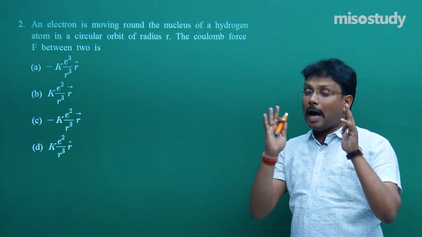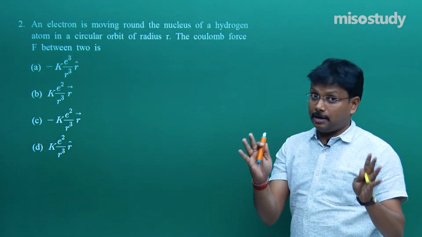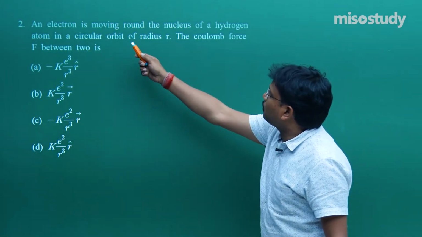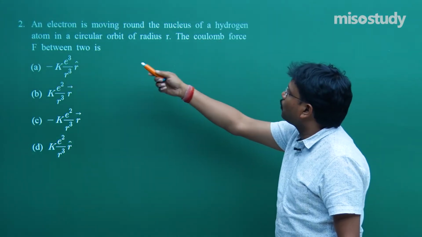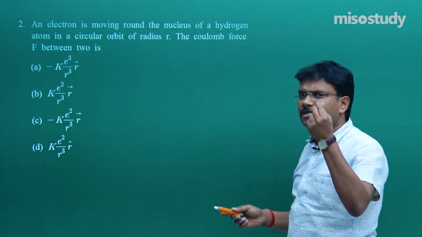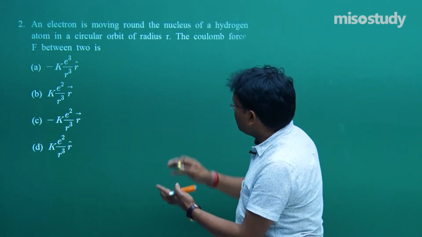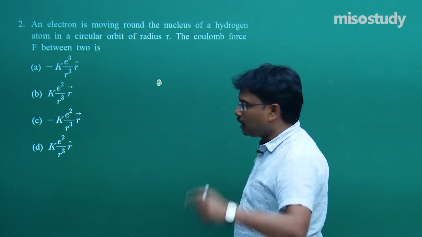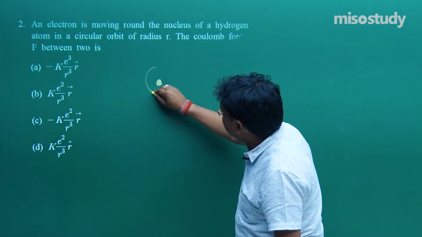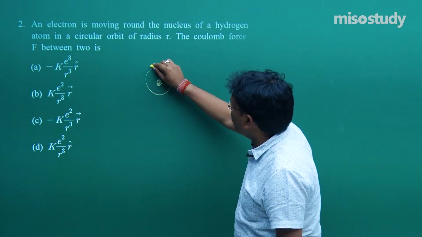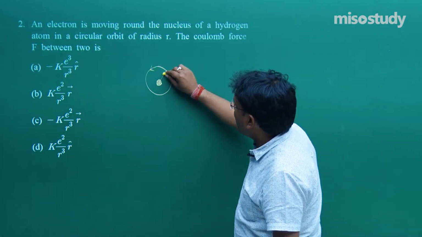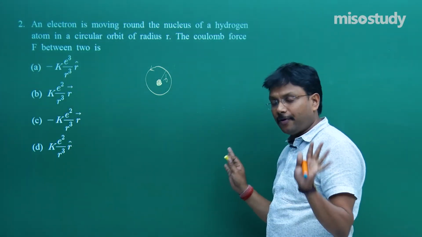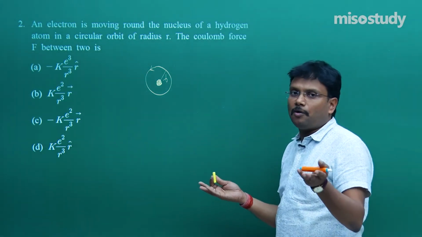An electron is moving around the nucleus of a hydrogen atom. The very first thing you have to do is draw the diagram, utmost important, so that you can start visualizing the problem. Electron moving around the nucleus of a hydrogen atom in a circular orbit of radius r. Let's say this is the nucleus of the hydrogen atom, and our best friend the electron is revolving like this, and this distance is r. Draw this diagram on rough. A rough sheet is provided to all of you in the examination hall.